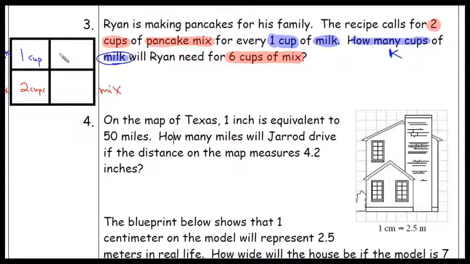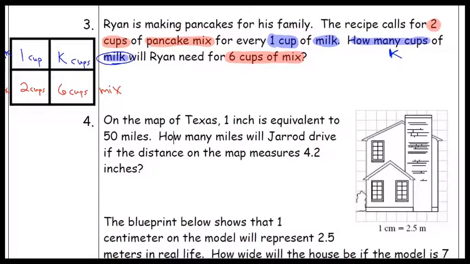So here's going to be K, K amount of cups. And mix, that means 6 cups of mix. So I'm going to put the 6 cups of mix right there. Okay, so now you can look for your scale factor, and if you can find it, you can finish this. I'm going to leave this one alone and see if you can finish it by yourself.